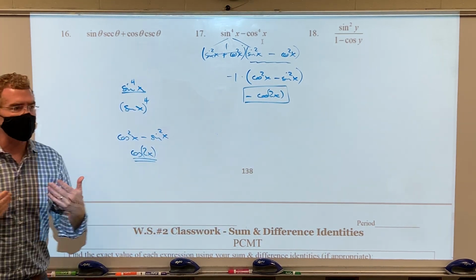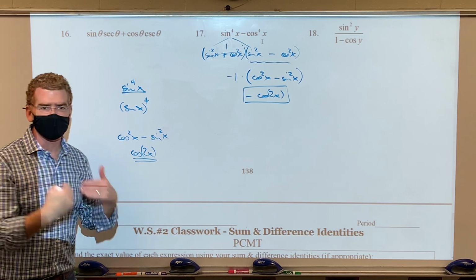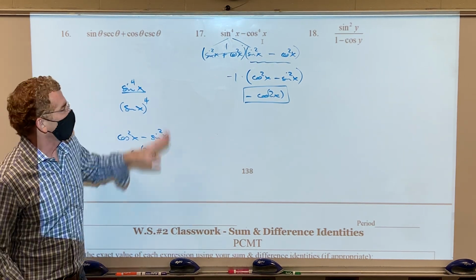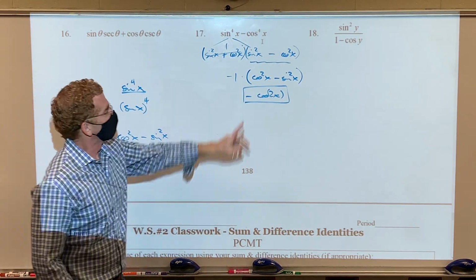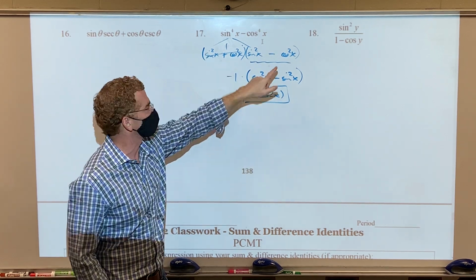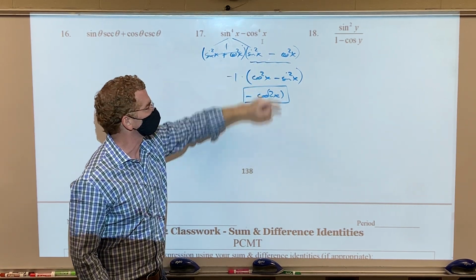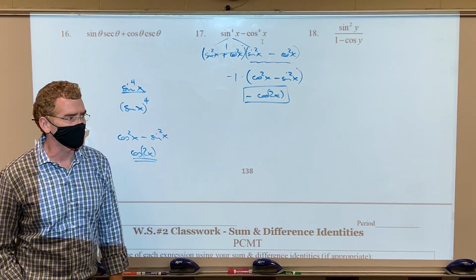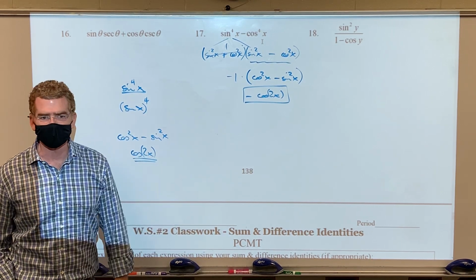But these are the things that I hopefully, and you hopefully, will start recognizing when you memorize your identities and you recognize that as a Pythagorean. Or you look at this and a red flag goes off and you go, oh yeah, that's a double angle cosine. But you have to get to the point where you have these memorized.